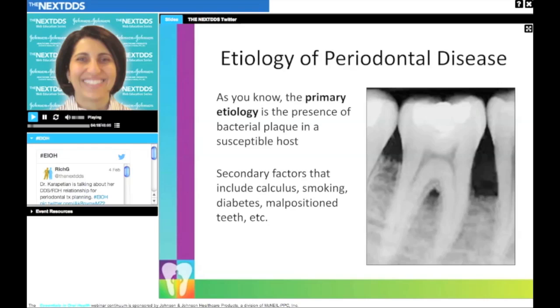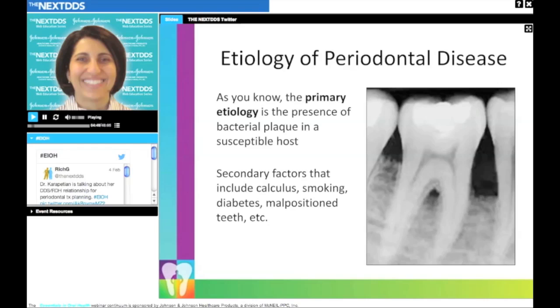They begin to mount an immune response, and unfortunately the immune response in periodontal patients goes haywire. What that means is the immune response actually begins to cause destruction of the periodontal tissues, the bone, the gingiva. So the primary etiology of periodontal disease is the bacterial plaque in a susceptible host.